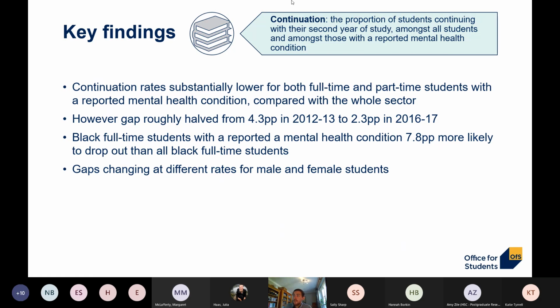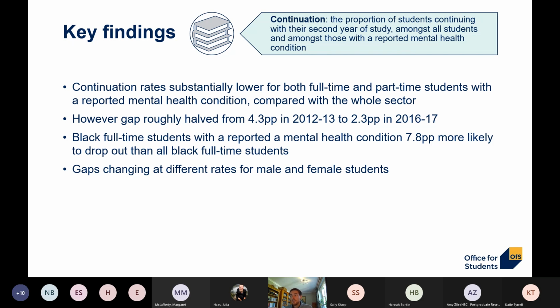So to move on to continuation, this is where we're looking at not just the various proportions of reporting mental health conditions, but how they experience and succeed in higher education. So continuation rates we found were substantially lower for both full-time and part-time students with a reported mental health condition compared to the whole sector. Although we did find that this gap had roughly halved over the period that we were looking at.